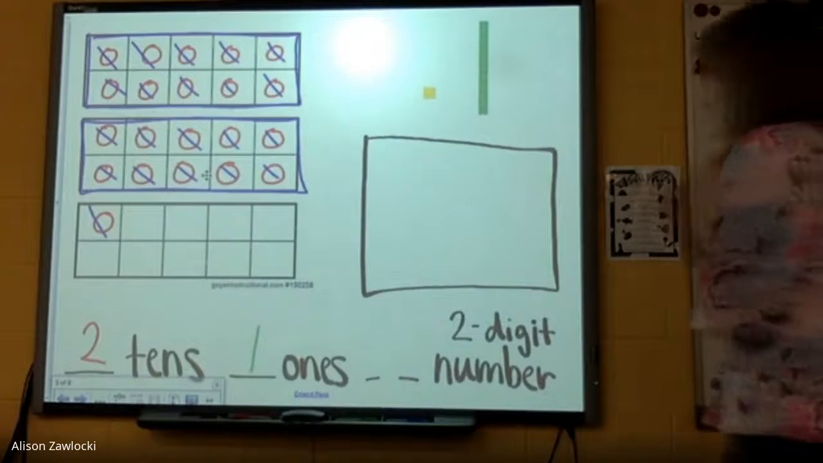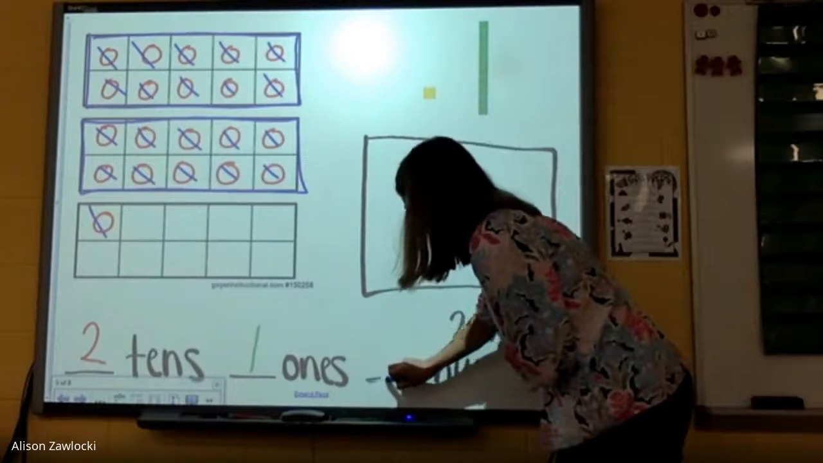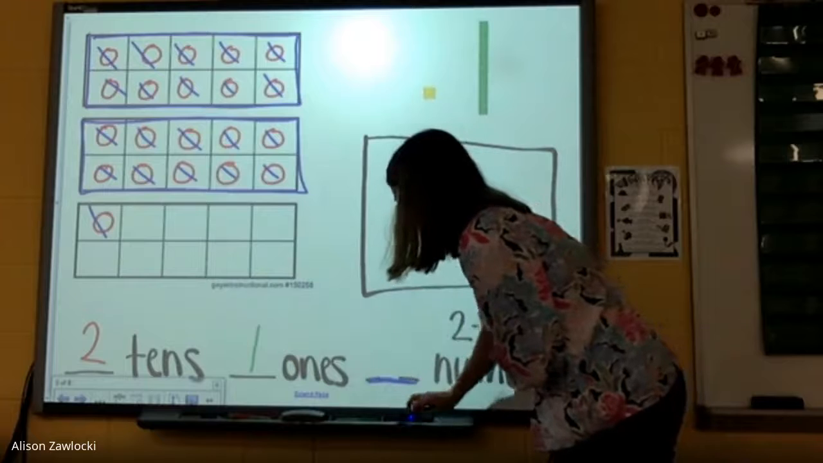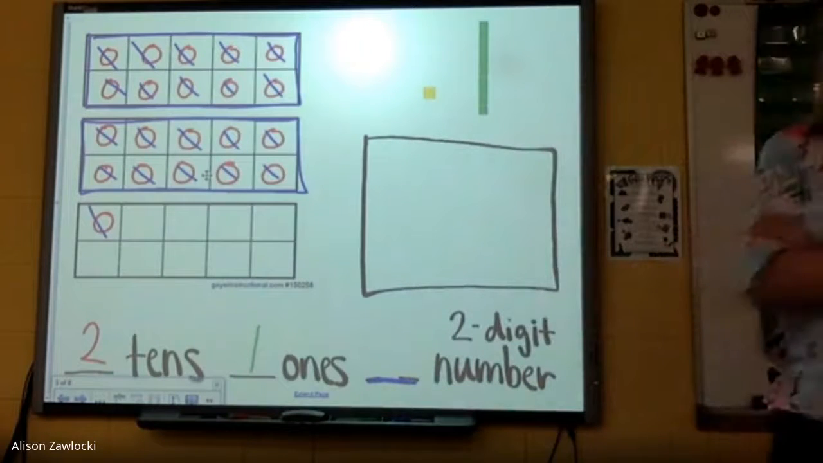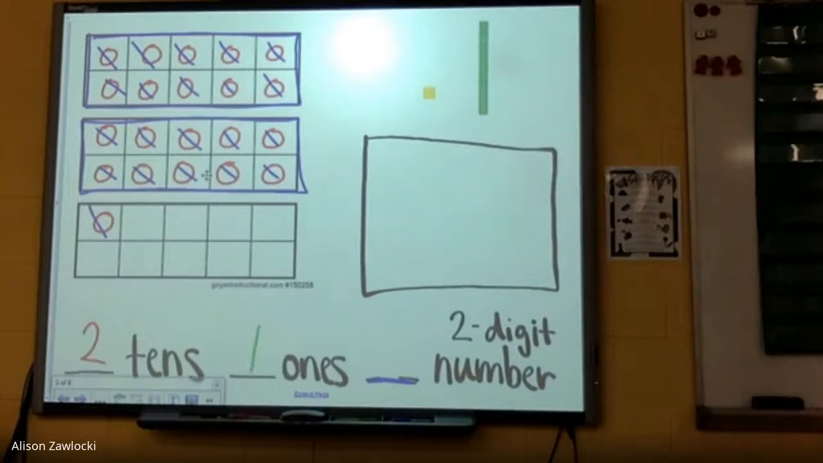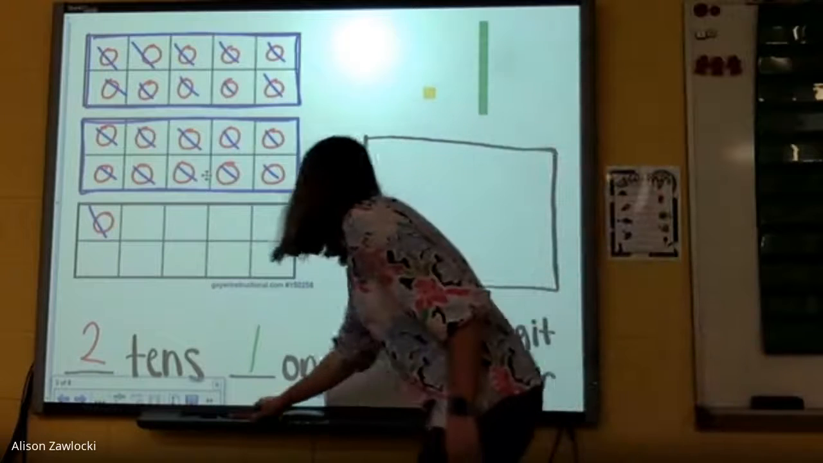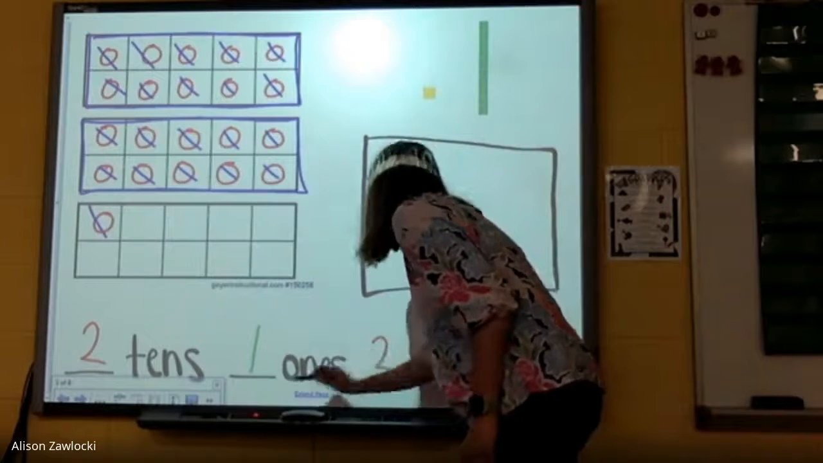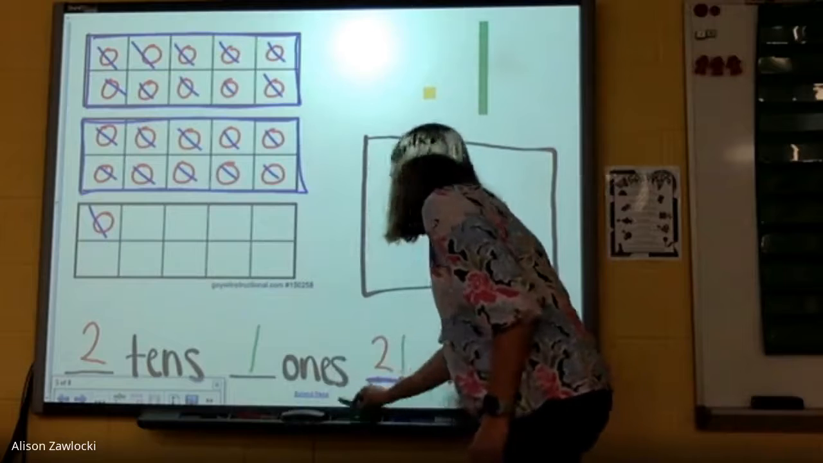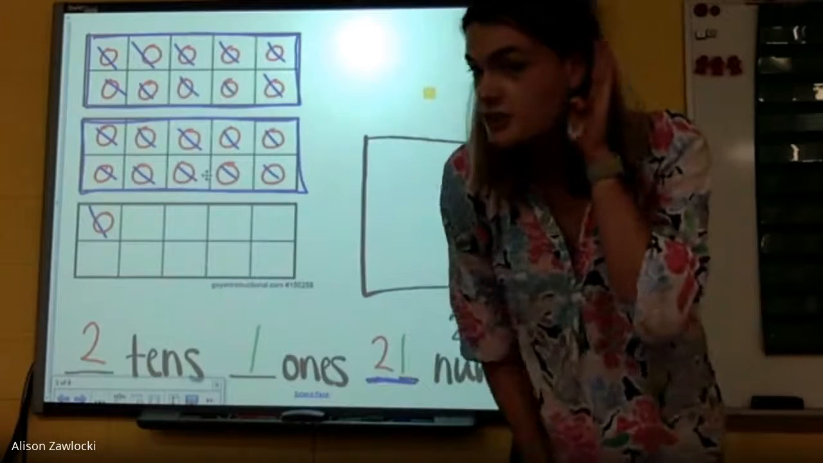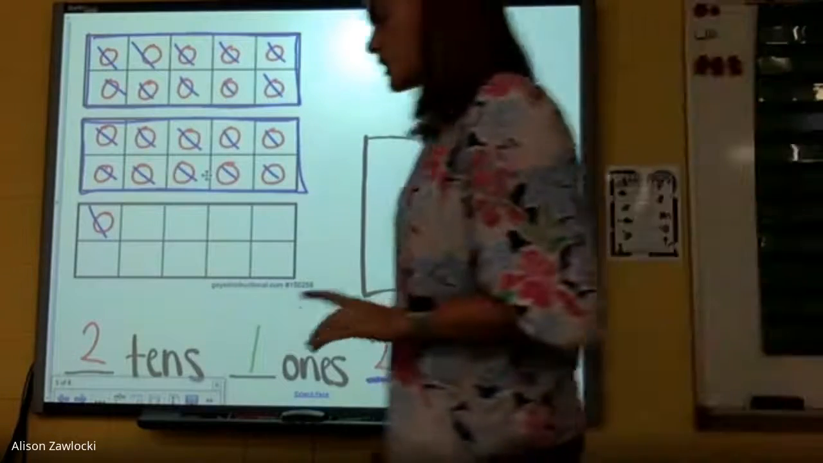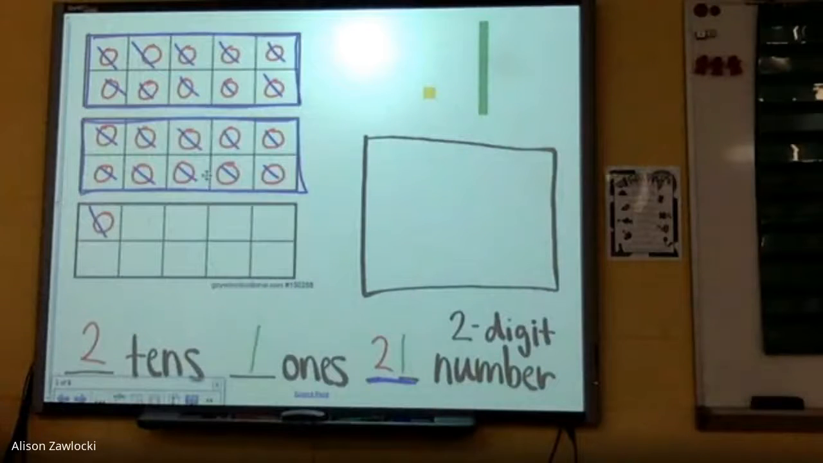Now, boys and girls, we need to put the number together. So I want you to do that on your own. Remember, we put our 10s before our 1s to make our 2-digit number. Go ahead and write your 2-digit number. Very good. Our 2-digit number is a 2 and then a 1. All right, whisper it to me. What's our 2-digit number? 2 and a 1. Very good. 21.